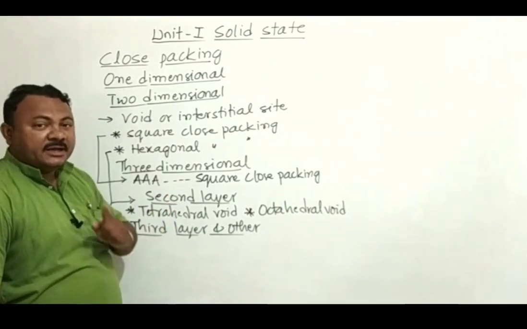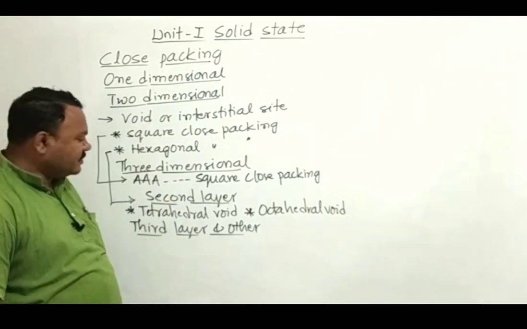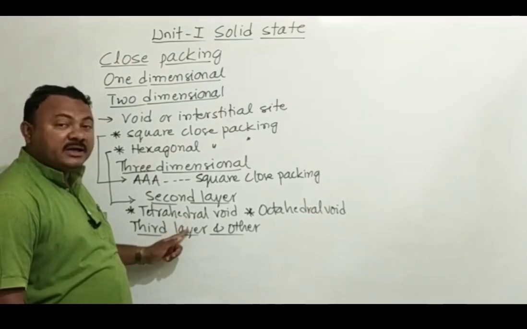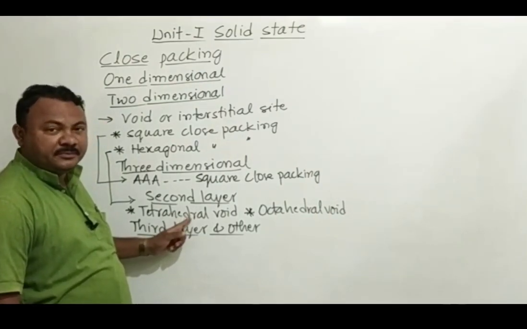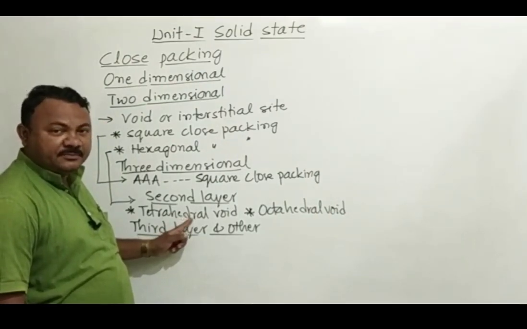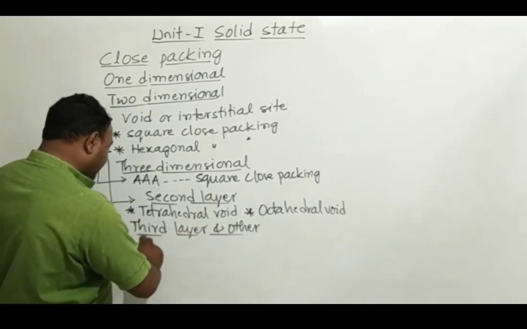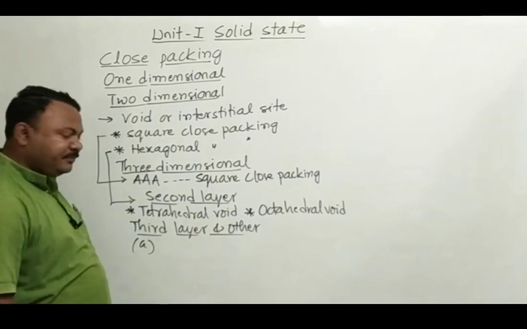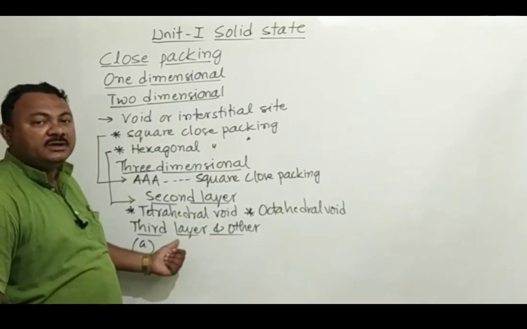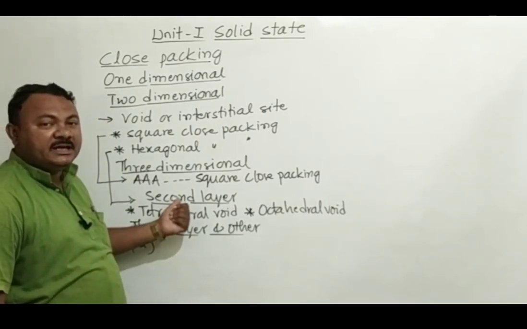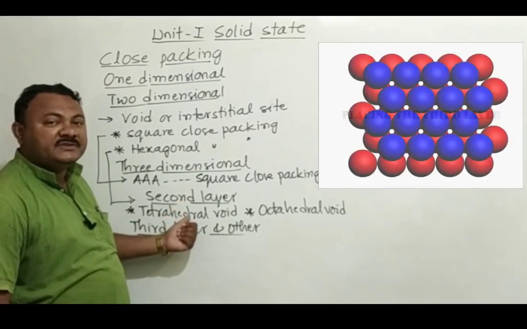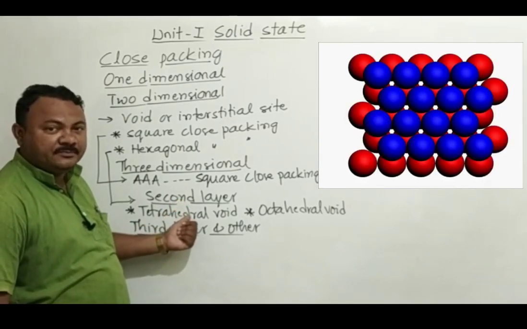When you go for placing the third layer and other layers above the second layer, there are two possibilities. What are the two possibilities? Either spheres of the third layer occupy tetrahedral voids or occupy octahedral voids. Let us take path A. What do we do in path A? Spheres of the third layer are placed above the second layer so that the spheres occupy tetrahedral voids.